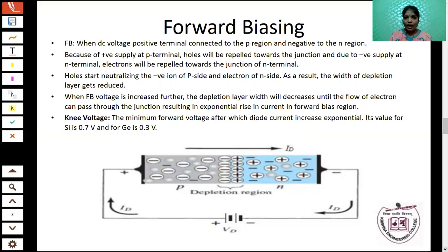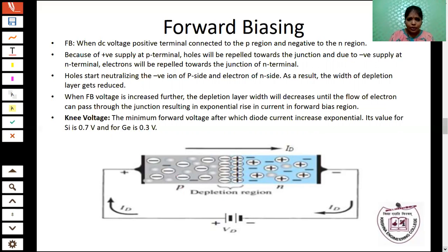The same poles always repel. Okay. If it is of opposite poles, like north pole and south pole, if you just place them together, they will attract. Okay. Similarly, in this PN junction diode, in electronics also, the same charges always repel each other. The opposite charges always attract each other.